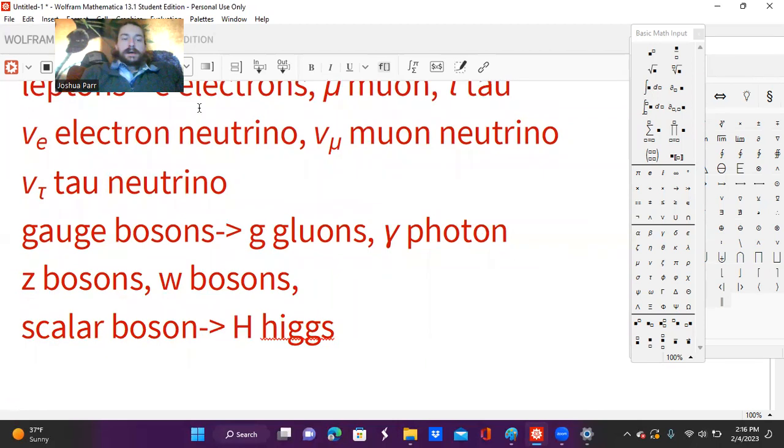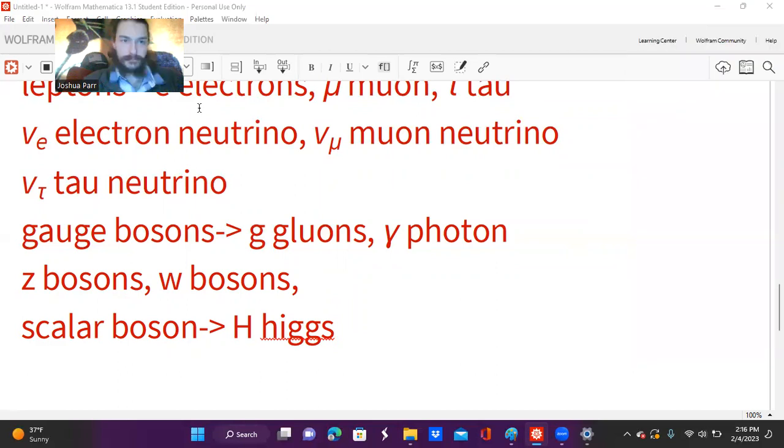Looks like my screen's totally froze. Not sure how long that's been like that. Maybe I'll just get rid of that. Okay, so back to it.